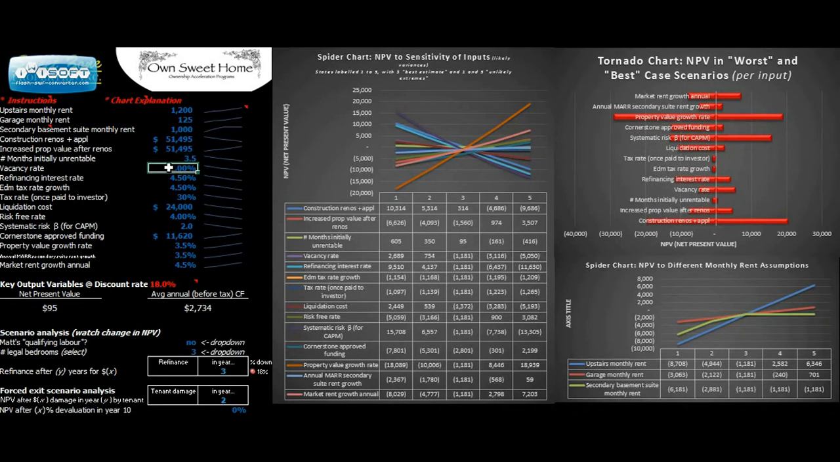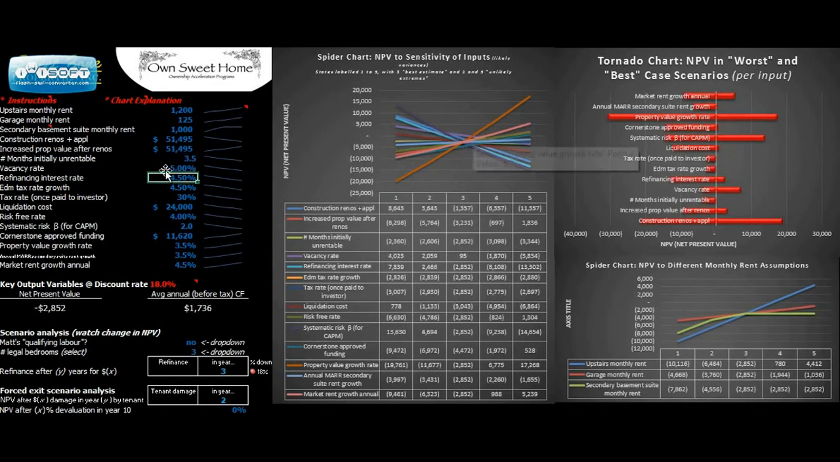So vacancy rate at 2%. Let's say it goes up to 5% long-term, a 10-year vacancy rate. Not a huge effect on NPV, as we would expect from the spider chart. And you can do that for all of these variables here. Liquidation costs, this is basically realtor fees if I've got to do anything to fix up the place. This is an interesting one.